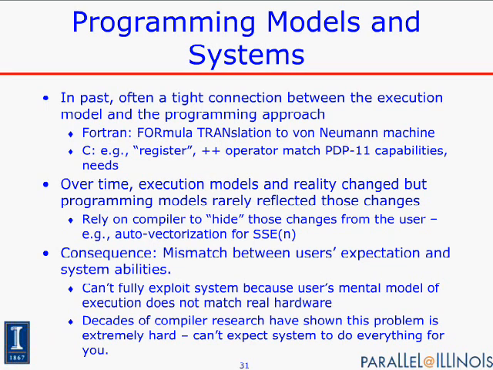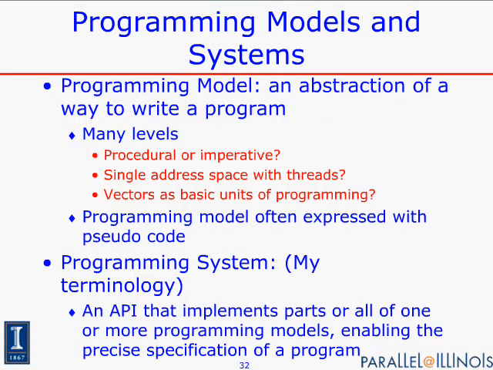I also want to distinguish here between programming model and system. This is another area that's important to keep straight, particularly in parallel computing. So a programming model, like an execution model, is an abstraction. In the case of a programming model, it's an abstraction of a way to write a program. That abstraction can be on many different levels. It could be just whether it's procedural or imperative. It could be down to whether you consider vectors as part of the programming model, the abstraction. And the programming model can often be expressed with pseudocode.